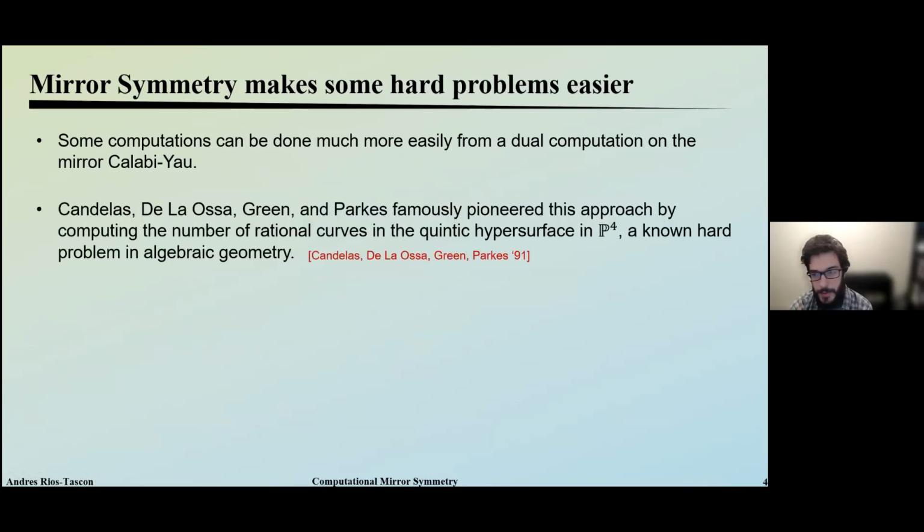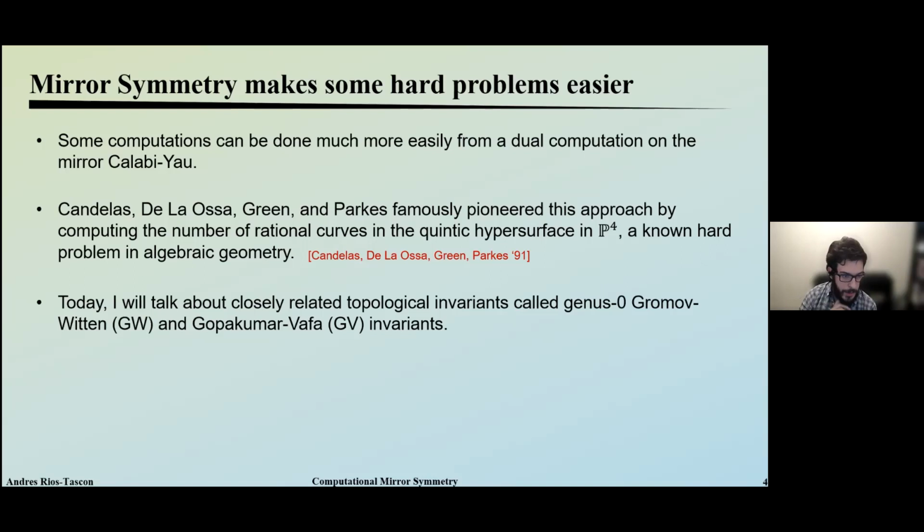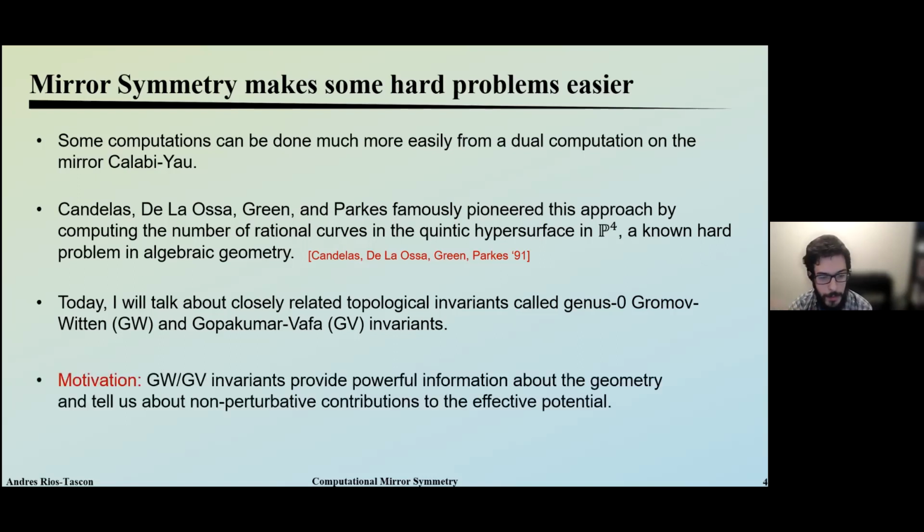A very famous example of this was from Candelas and company, where they were able to compute the number of rational curves in the quintic hypersurface in P4, which is a known hard problem in algebraic geometry. Today I'll be talking about related topological invariants called Gromov-Witten and Gopakumar-Vafa invariants. I'll only be talking about genus zero, even if I don't explicitly say that. The reason you want to compute these invariants is that they give us very powerful information about the geometry.